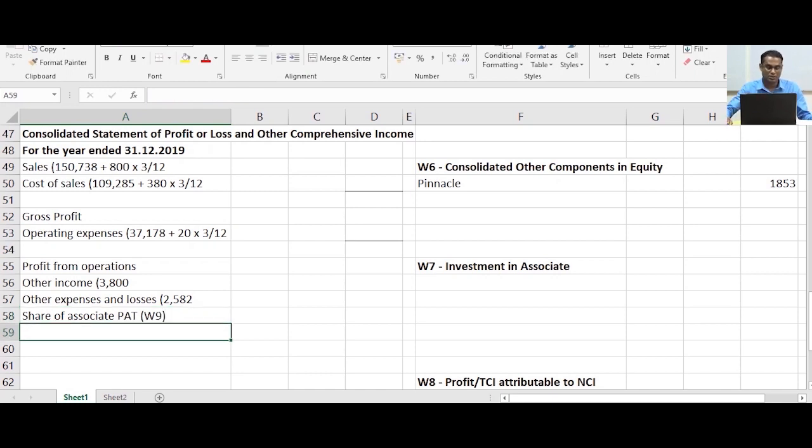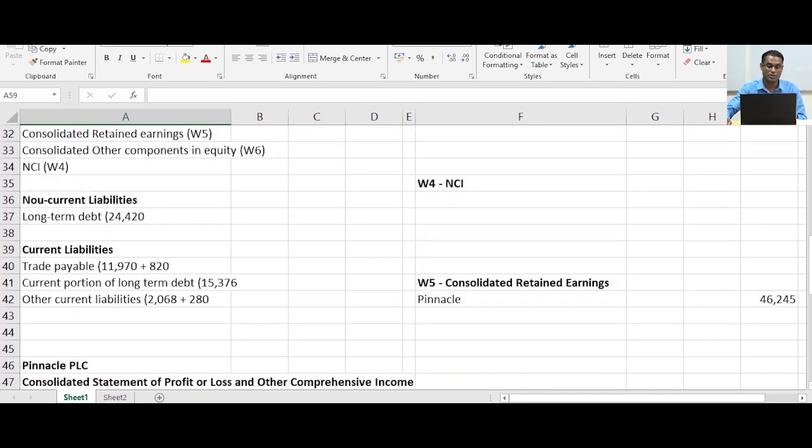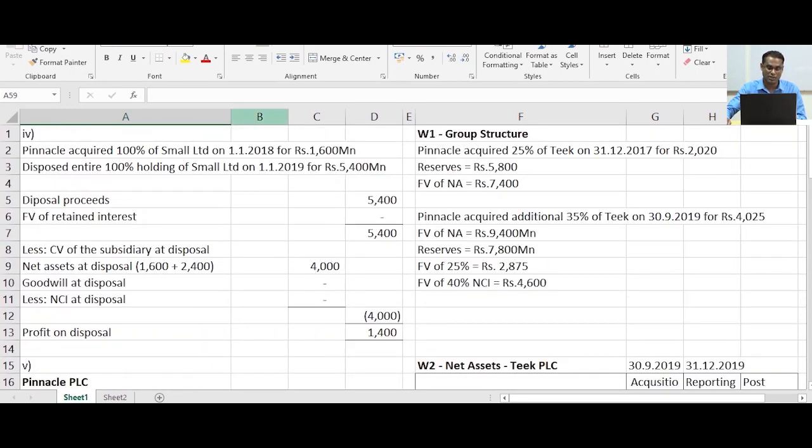And also you need to include the gain in the Pinnacle's consolidated profit or loss with regard to the disposal of small limited. So in the previous part we have calculated the disposal profit in the parent's consolidated financial statements. So what is the parent's consolidated financial statement profit of disposing the small limited? 1,400. That also to be included into the consolidated income statement.